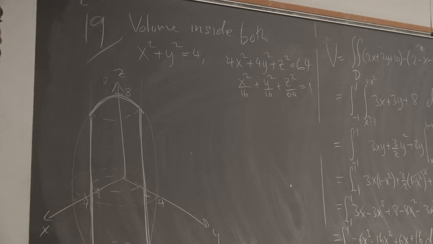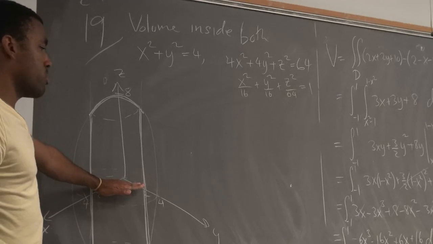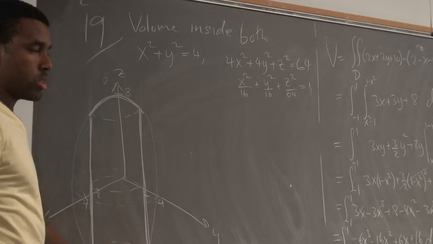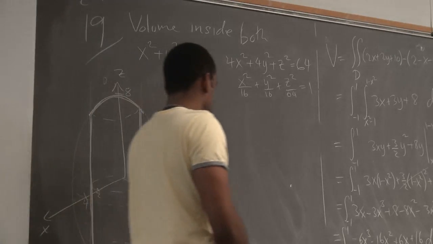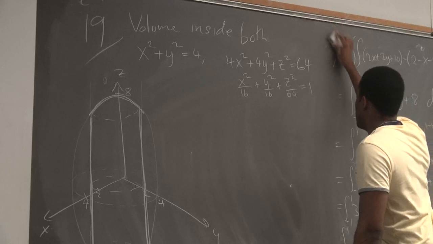Okay. One thing you could notice is that I can actually do the volume from 0 and above and double it if you want to use symmetry so that you have zeros to help you out. It's less hassle. But you can do it either way.